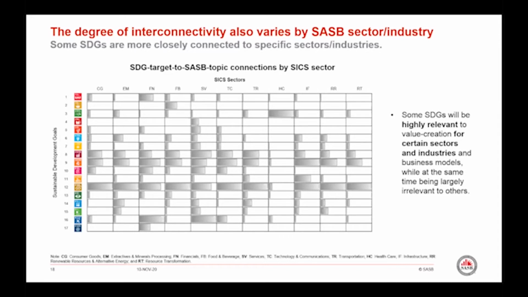This basically means that some SDGs will be highly relevant to value creation for certain sectors and industries and business models, while at the same time being largely irrelevant to others. One very evident result is SDG number 12. As a reminder, SDG number 12 focuses on responsible production and consumption. And as you can see, all the SASB sectors have a high degree of interconnectivity with that particular goal. There are a lot of topics within those sectors and the industries within those sectors that have a direct connection with responsible production and consumption.